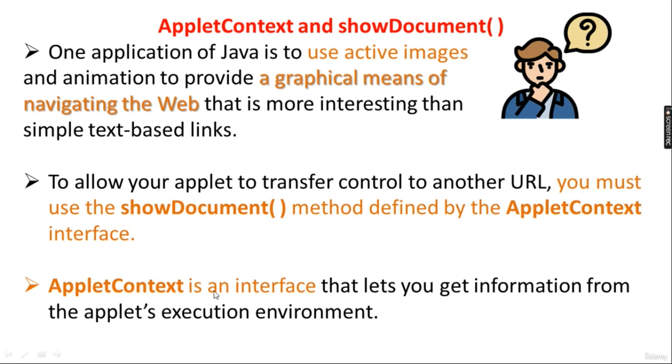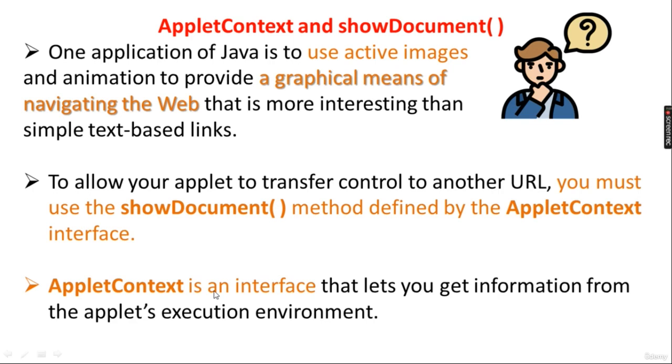One application of Java is to use active images and animations to provide graphical means of navigating the web. That is more interesting than simple text-based links. When we use images and animation, your URLs or links will be more interactive and more interesting. To allow your applet to transfer control to another URL, you must use the showDocument method that we have seen in the previous PPT. It will show another document from the directory that you are residing in, and it is defined by the AppletContext interface.